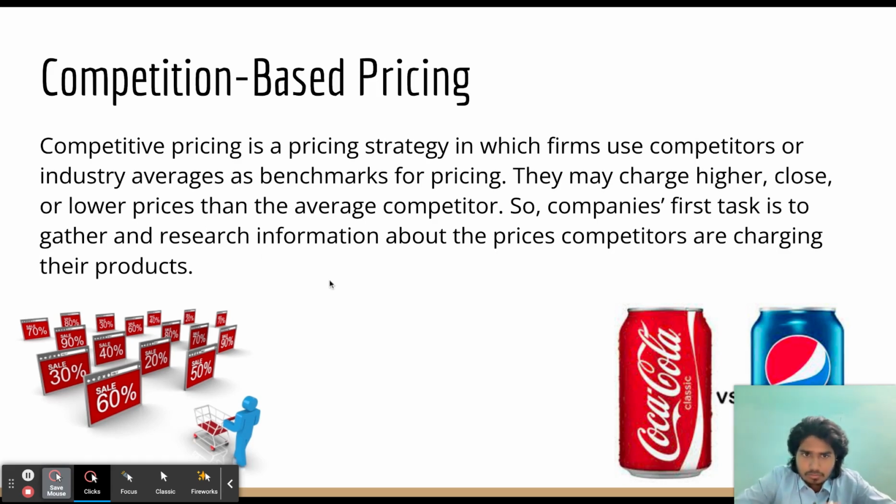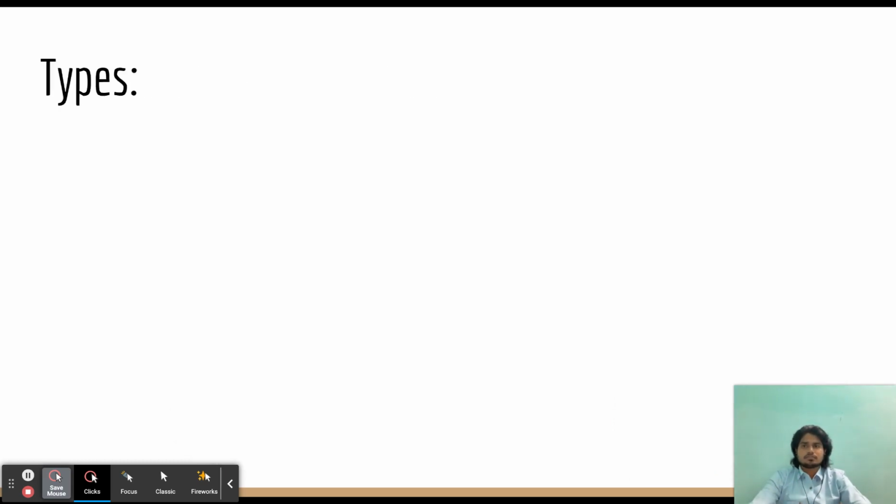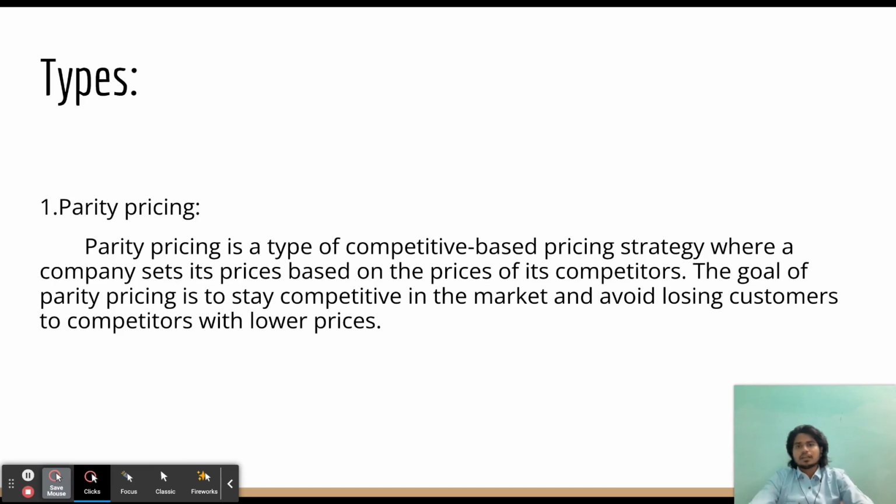Okay. Now, the company's first task is to gather and research information to know what price they need to keep. There are four types in this strategy. The first one is called parity pricing. In this type of competitive based pricing strategy, a company sets its price based on the price of its competitors. The goal is to stay competitive, like I told you, to avoid losing customers. So when that is needed, this type of competitive based strategy is used.